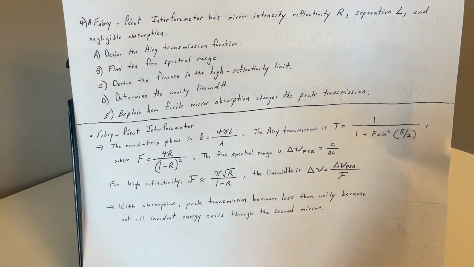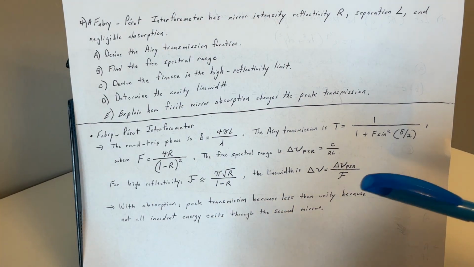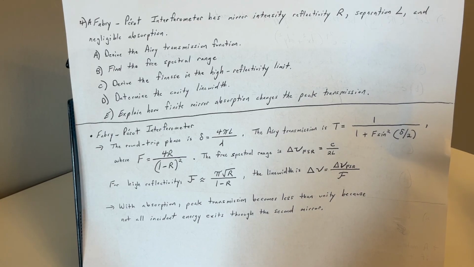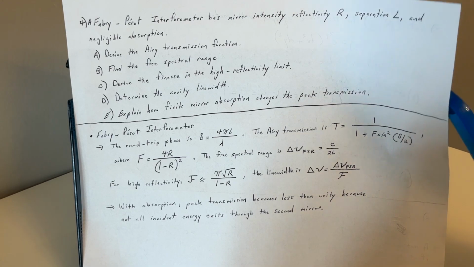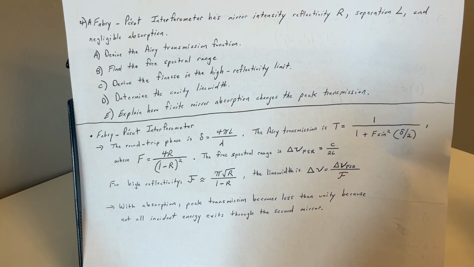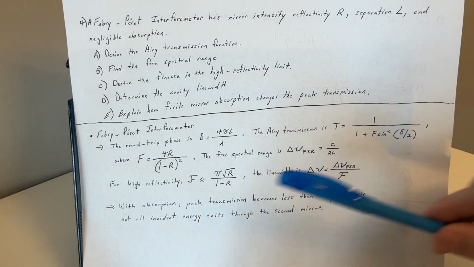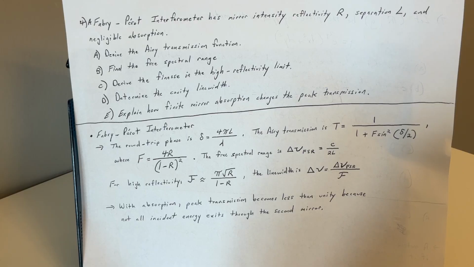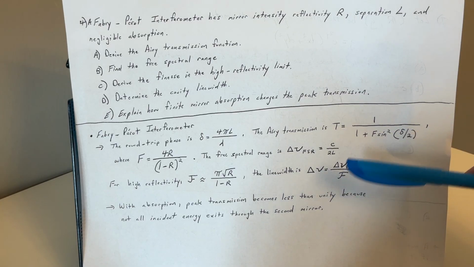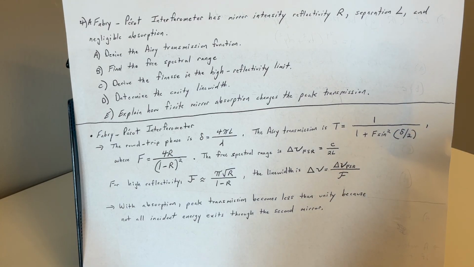And the linewidth is equal to delta nu sub FSR over script F, the finesse. And with absorption, peak transmission becomes less than unity because not all incident energy exits through the second mirror. Okay. I'll just call it script F in this situation, sorry about that. Number 5, moving along.